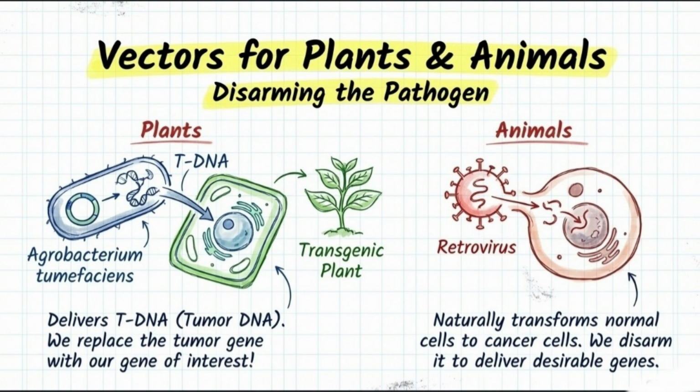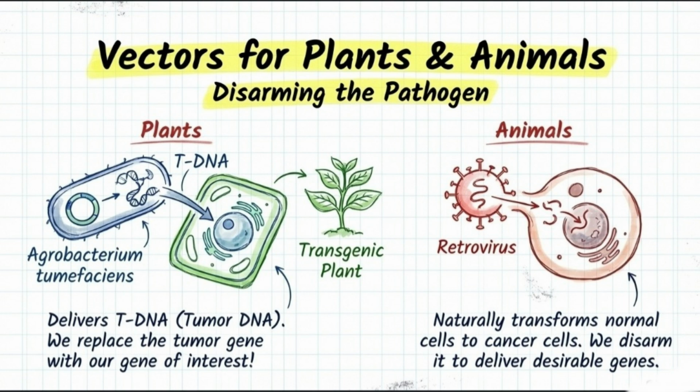For plants, the bacterium Agrobacterium tumefaciens naturally infects plants. It delivers a special DNA segment called T-DNA, also known as tumor DNA. Normally, this T-DNA causes tumors in plants. But scientists remove the tumor-causing gene and replace it with our gene of interest. This modified bacterium then transfers the desired gene into the plant cell. The result? A transgenic plant.